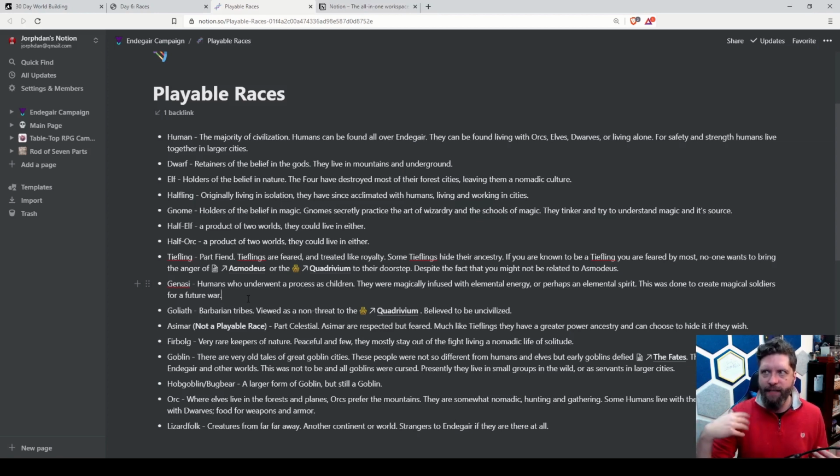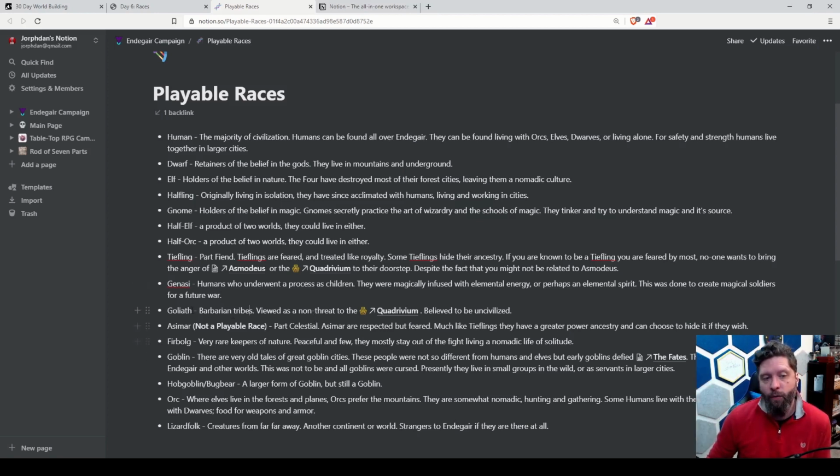So I want to say they did experiments on children who, as babies, were infused with this elemental spirit, and now they have an attunement to nature, or not nature, but to earth or wind or something like that. So Jannasi are pretty rare, but it could be a fun plot point to play one.